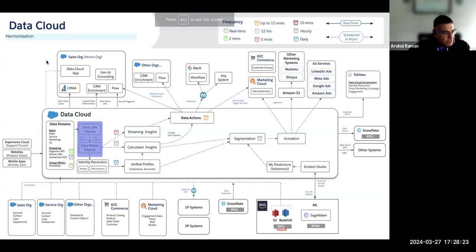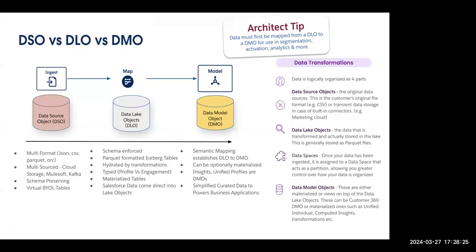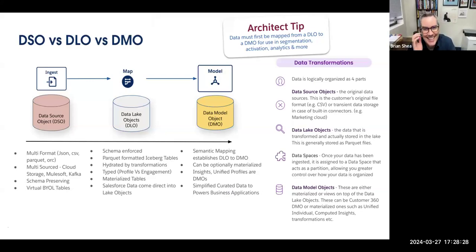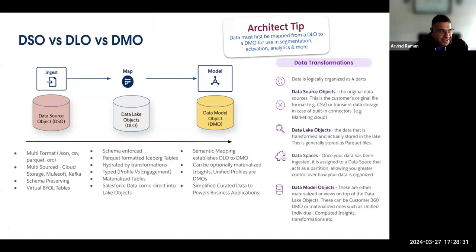All right. So we talked about DLO. That's my next slide for you. You will hear all these terms, like DSO, DLO, and DMO. So what do they mean? DSO is the data source object. That's your source data. It can be a CSV file, a JSON blob, or a Parquet file. It's typically in your cloud storage provider or in your source system. And then the first time it lands within Data Cloud, it lands in what we call a DLO, which is a data lake object.